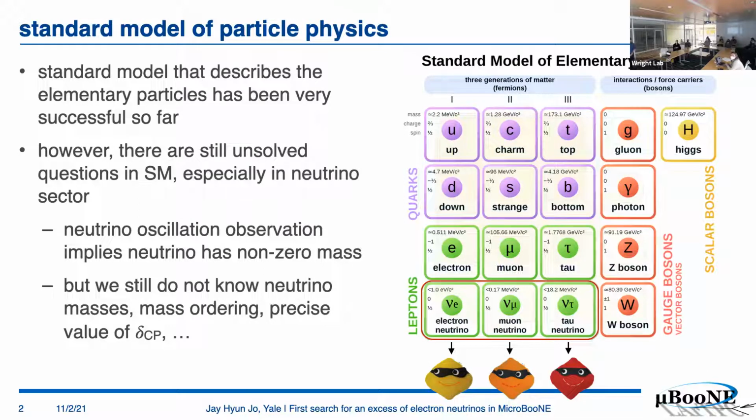There are many unsolved questions in the Standard Model, especially in the neutrino sector, and that starts with neutrino oscillation. The observation of neutrino oscillation led to the fact that the neutrino has non-zero mass, which is already outside our Standard Model. But apart from that, there are many other properties of the neutrino that could lead to physics beyond the Standard Model. To probe that, we need to look further into measuring these different properties, such as the masses of the neutrinos, the ordering of those masses, and the precise value of delta CP.